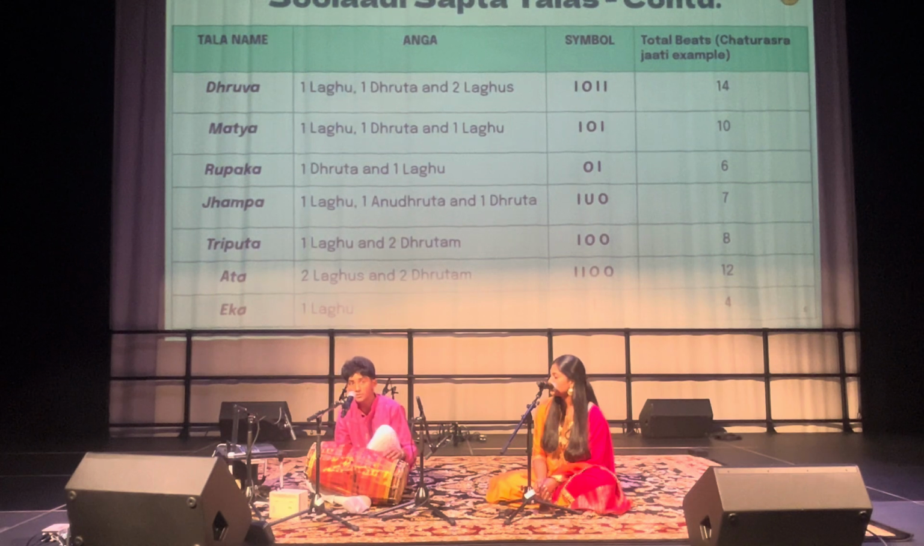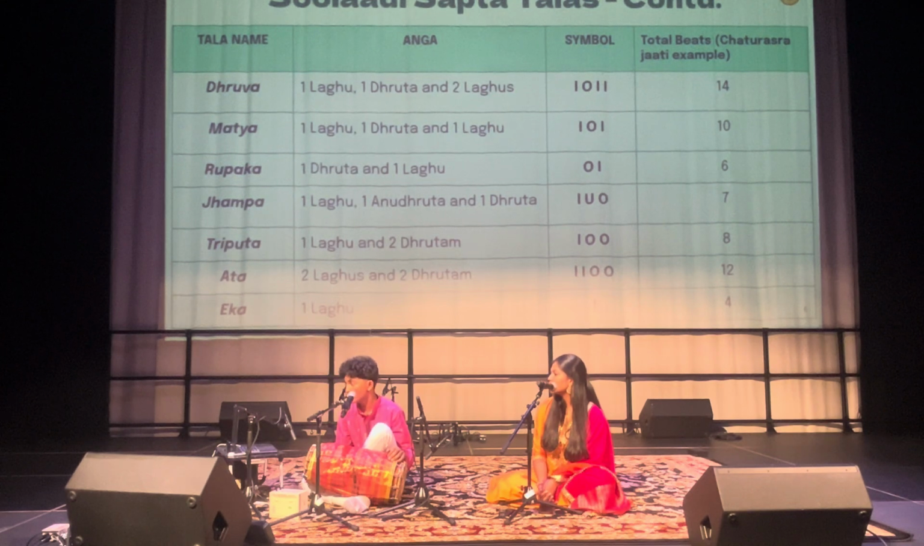The most commonly used tala out of the 7 Sulali Saptatalas is Chaturasha Jati Triputatala, which is also known as Aditala. And it has 1 lagu and 2 drutas. So when I play it, I have to play a Chaturasha Lagu and then 2 drutas, and it comes like this. 1, 2, 3, 4, 5, 6, 7, 8. 8 total beats.